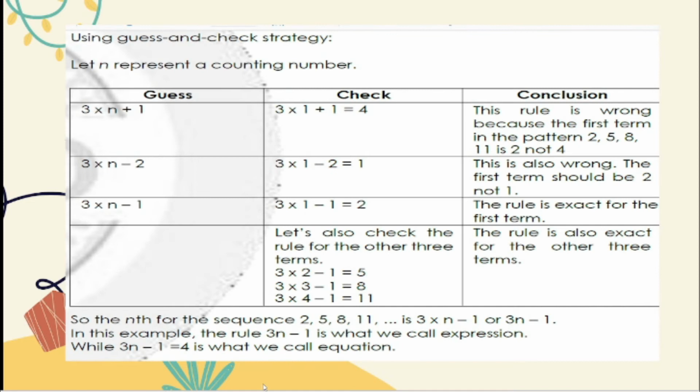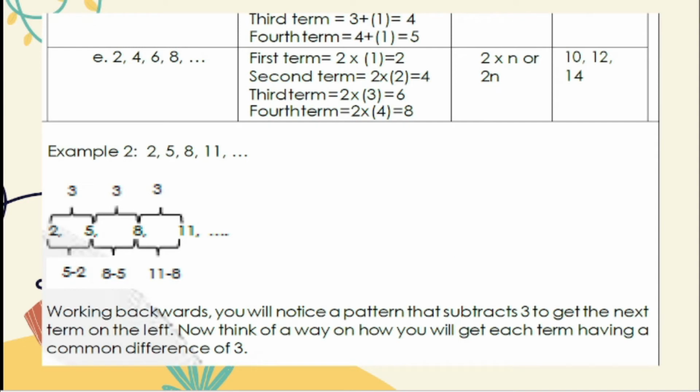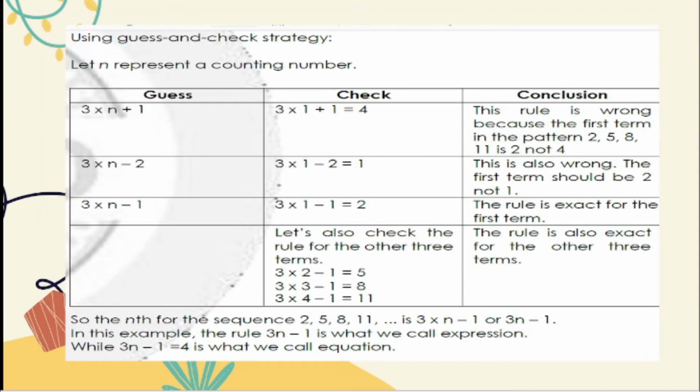So let's move on, using the guess and check strategy. In our guess column, 3 times n plus 1. Let us check: 3 times 1 plus 1 equals 4. Our conclusion: this rule is wrong because the first term in the pattern 2, 5, 8, 11 is 2, not 4. So that conclusion is wrong. Let's move on to the next guess.